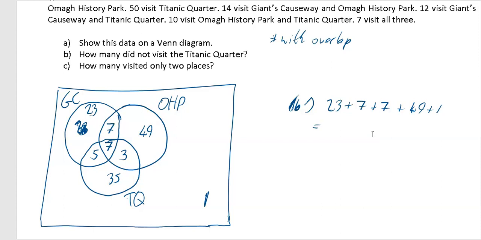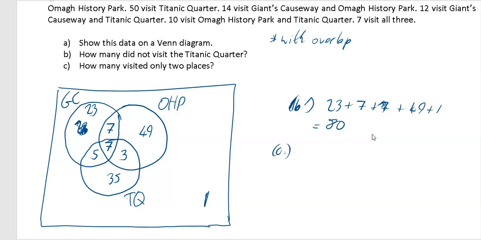So just add those up, 23 plus 7 plus, oh sorry, that 7 shouldn't be there. Get rid of one of those 7s. 23 plus 7 plus 49 plus 1. And that's it. So 80 people did not visit the Titanic Quarter.